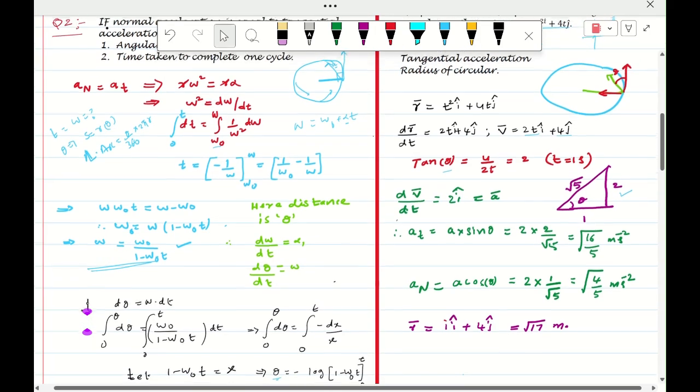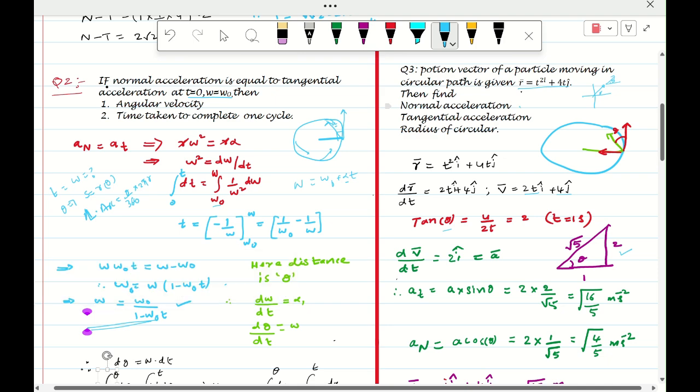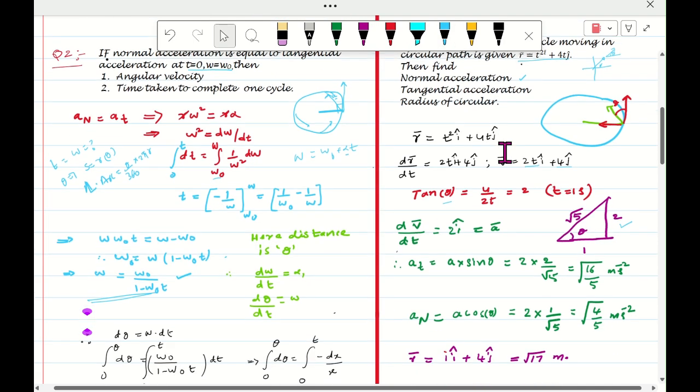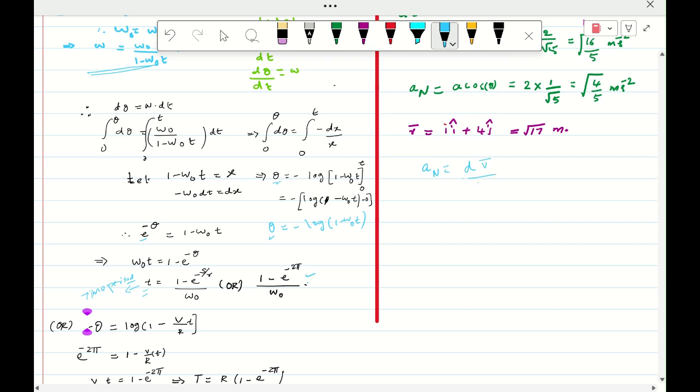Now they are asking for normal acceleration. You have to remember, I have already given one question like this. Normal acceleration is equal to d v bar by dt, the rate of change in velocity. Acceleration is the rate of change in velocity by time. So normal acceleration is equal to v square by r, the magnitude of speed square by r.